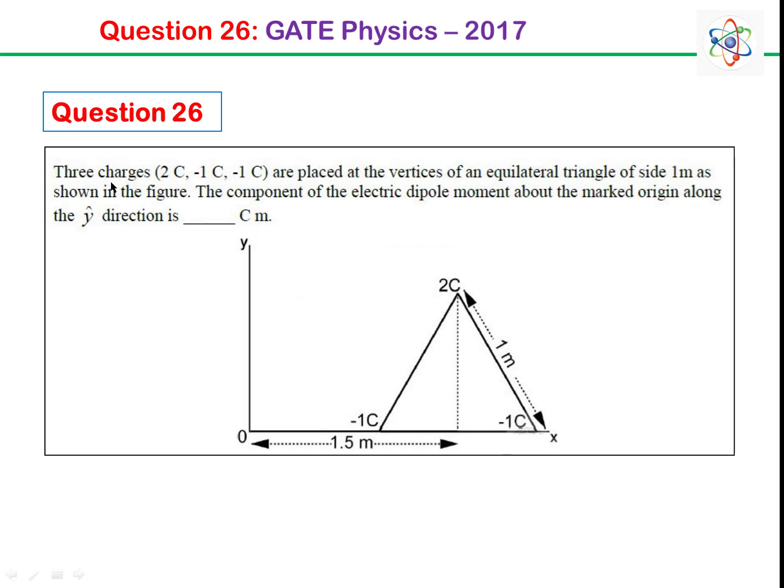The question is: 3 charges, 2 coulomb, minus 1 coulomb, minus 1 coulomb, are placed at the vertices of an equilateral triangle of side 1 meter as shown in the figure. The component of the electric dipole moment about the marked origin along the y direction is dash coulomb meters. So this is the given diagram, and we have to find out the net dipole moment along this OY.